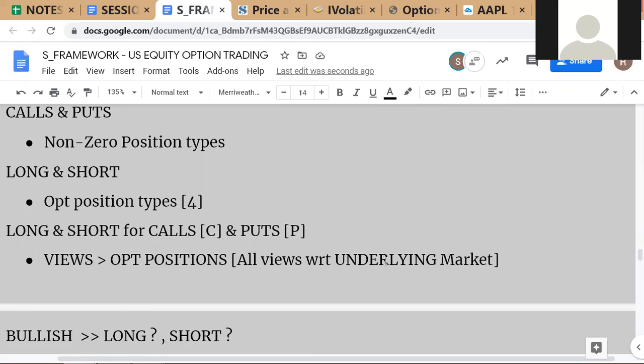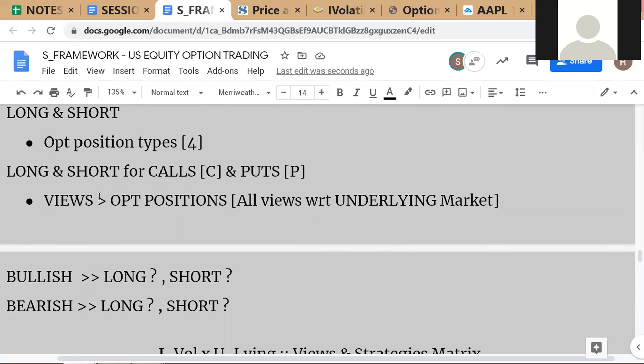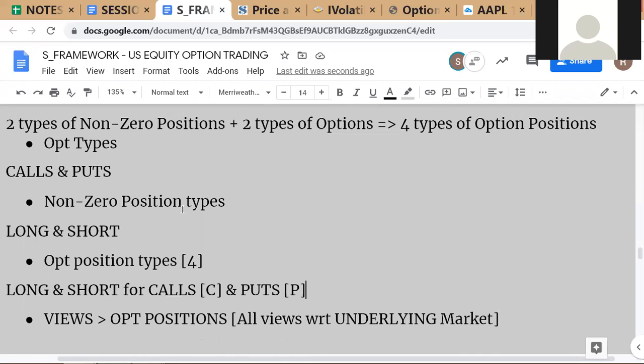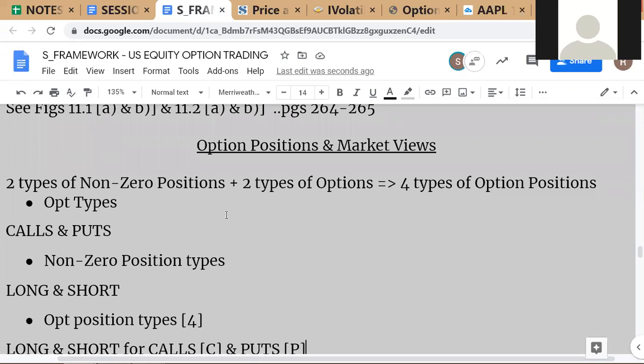So you have long calls, short calls, and long puts and short puts. So these are your four option positions. I guess we don't have to write this here, you understand that. This is the first thing that we have to understand clearly in our head. Very simple stuff, but we are combining two types of knowledge, two types of non-zero positions and two types of options. So you combine them, you get four types of option positions.